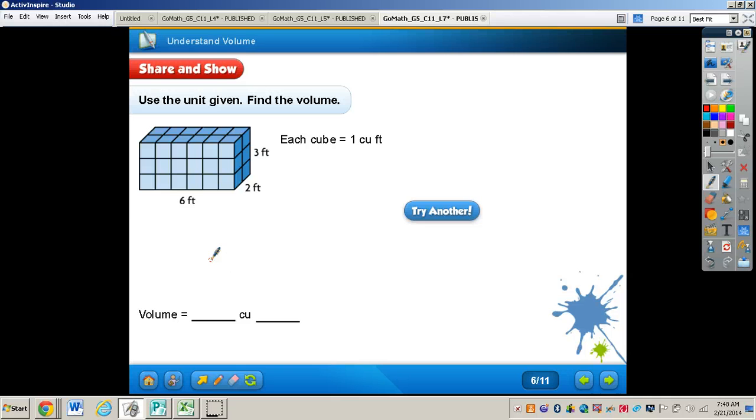Now what I want you to do is pause the video, work the problem out all by yourself, and I'll have the answer for you when you press play. So pause the video now. Okay, so here's the answer for you. We have 36 cubic feet. Multiply the length times the width times the height. 6 times 2 times 3 is going to give us 36 cubic feet.